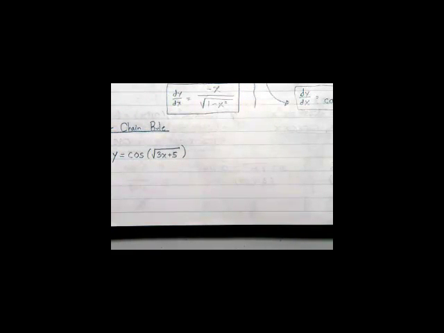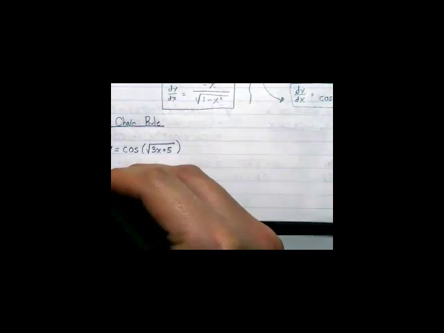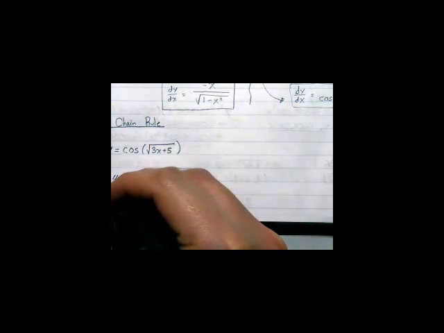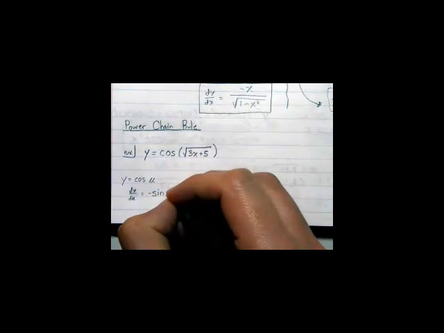Okay, so you kind of want to work outside in, okay? So look at the whole thing. What would be, do you think, your u? Okay. So I'm going to make my u the square root of 3x plus 5, and then my y over here is cosine of u. All right, and I need to do the derivative of each of those. This would be dy du, and dy du would be negative sine u.